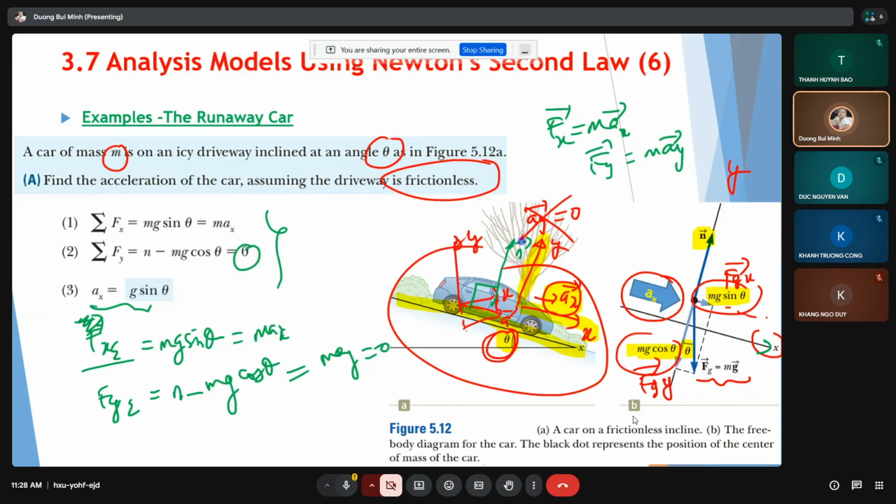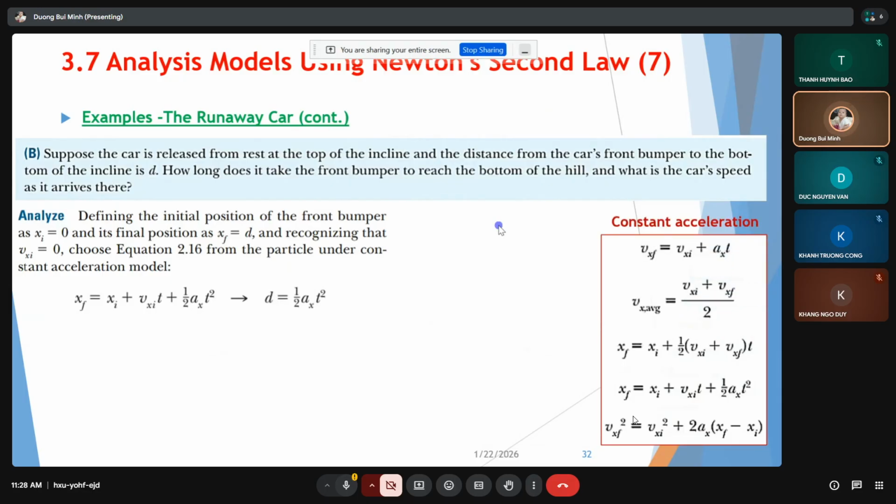Just think about the physical model more simply, because if you choose another reference coordinate, maybe you will spend more time getting the answers. So for question B, suppose the car is released from rest at the top of the incline, and the distance from the car's front bumper to the bottom of the incline is D.